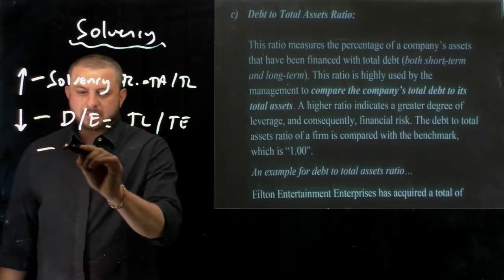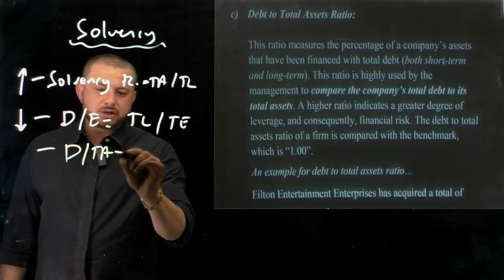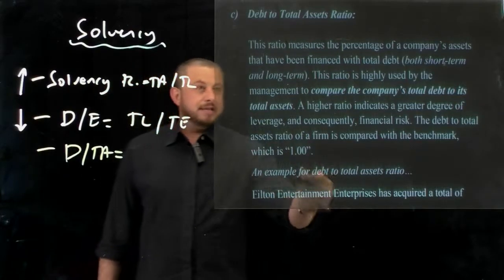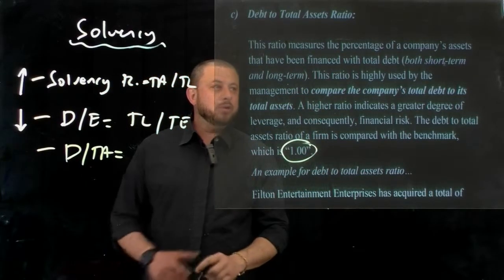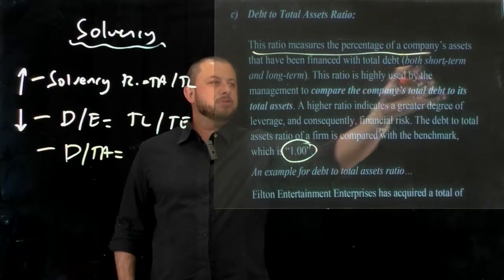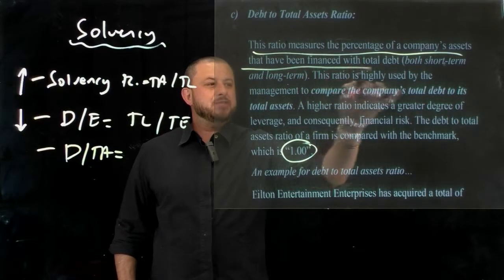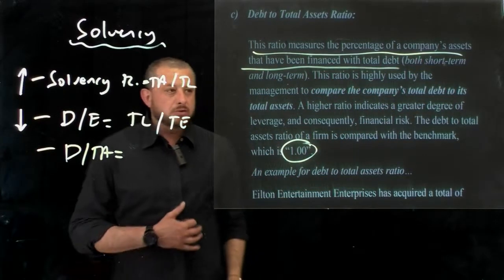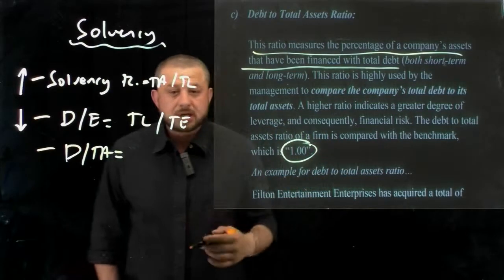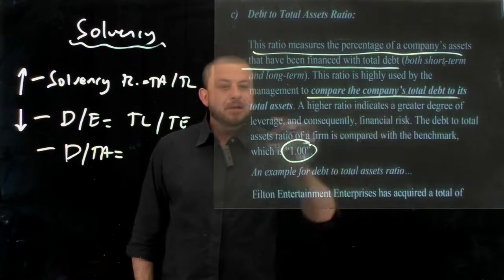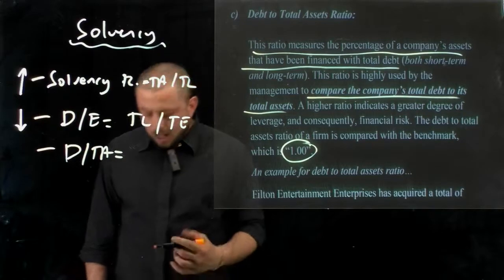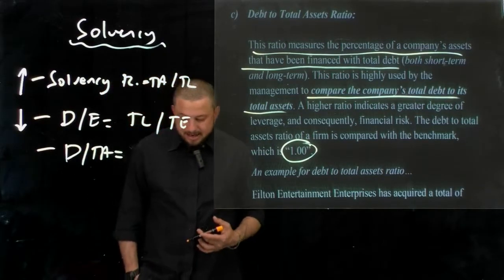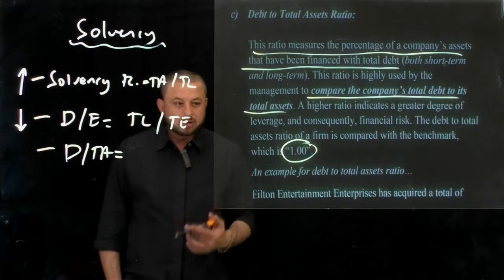Very similar. Total debt to total assets ratio. Again, we're going to have an example. We have the benchmark over here. This ratio measures the percentage of a company's assets that have been financed with total debt, both short-term and long-term. This ratio is highly used by management to compare the company's total debt to its total assets. How much total assets do I have against my total liabilities.